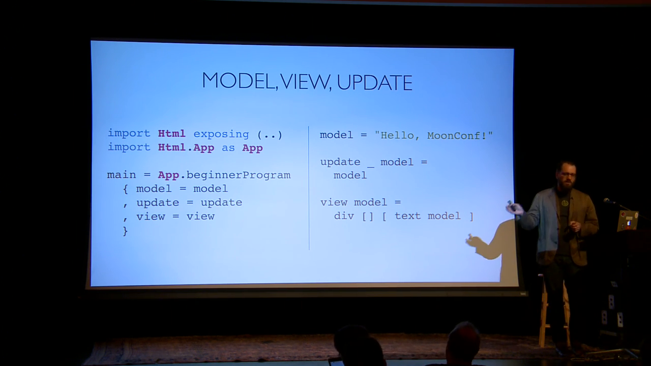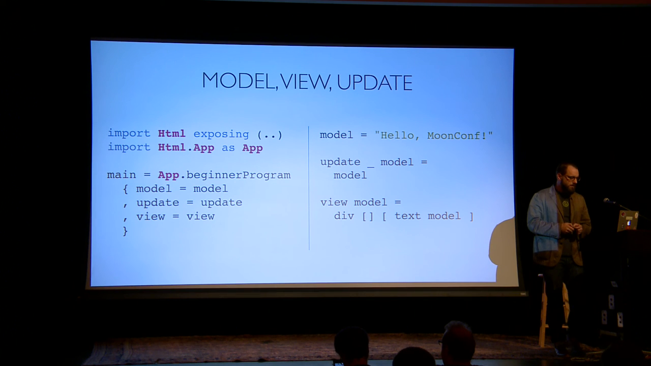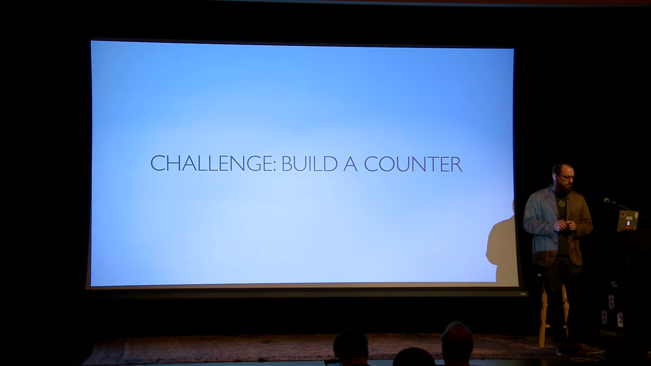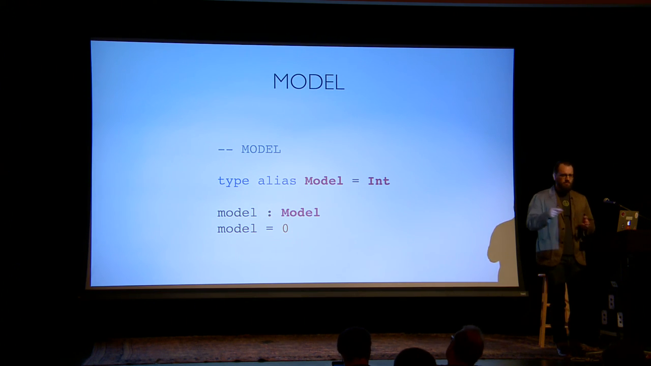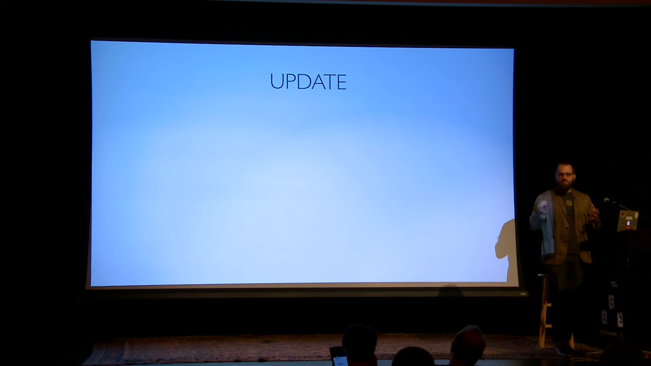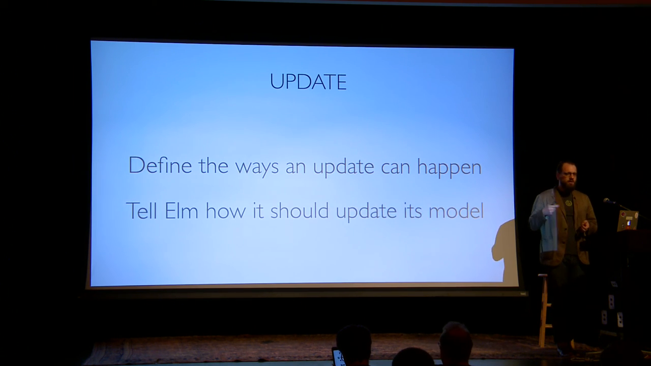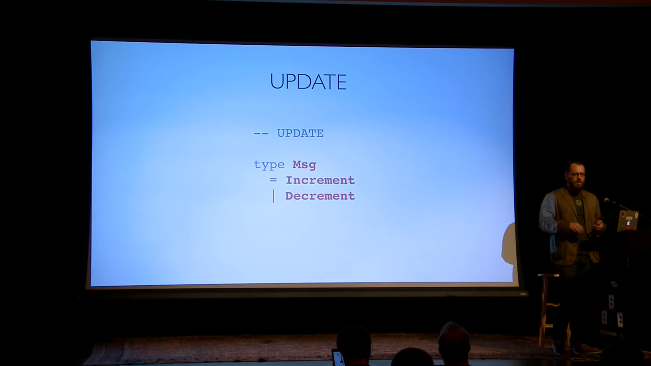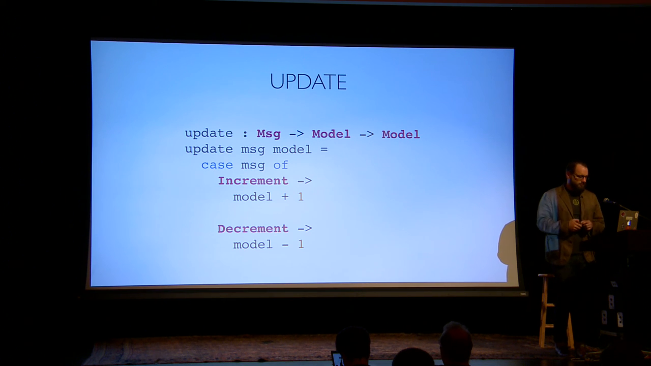We're only going to focus on the right after this slide, but on the left you can see we're just setting up model view and update. So we're going to take on the challenge of building a counter. It's pretty basic stuff, so why not? So our model is going to be an int, starting at zero. And our update consists of two things. The first thing is we're going to define the ways that an update can happen, and we're going to tell Elm what it should do for each of those ways. So the ways that an update could happen are an increment or a decrement, clicking a button perhaps that increments or decrements. And then we're going to define what happens when we get each of those messages.